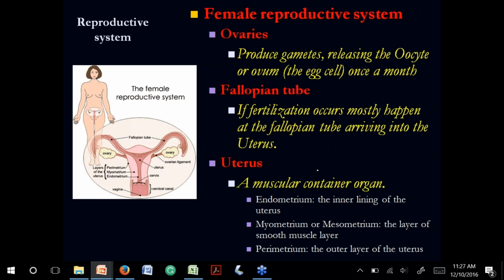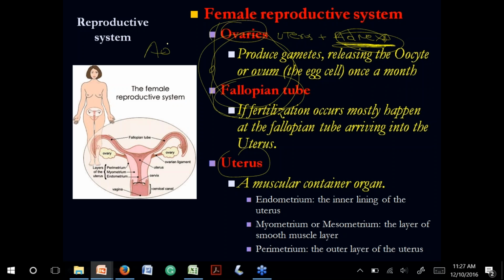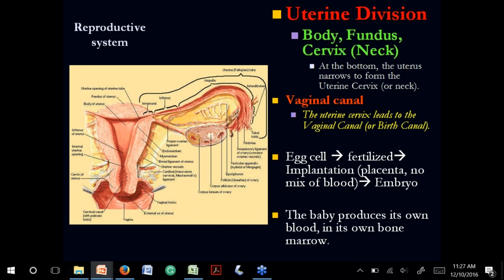Talking about the fallopian tubes, it is very important to know that the female reproductive system is going to be formed by the uterus plus the adnexa. Please remember the adnexa. What is the adnexa? Adnexa are the ovaries and the fallopian tubes. So the reproductive system is the uterus plus adnexa. When you say adnexa, you are talking about a big umbrella for ovaries and fallopian tubes. Okay? All right, so here we have the uterine division.